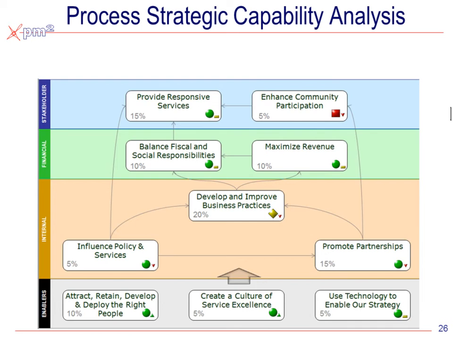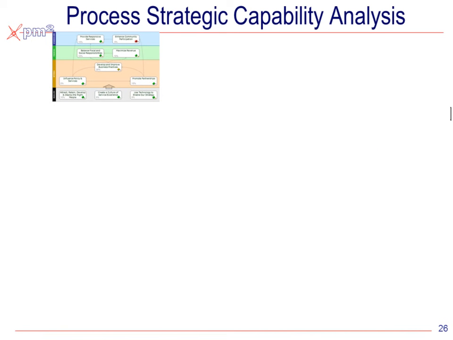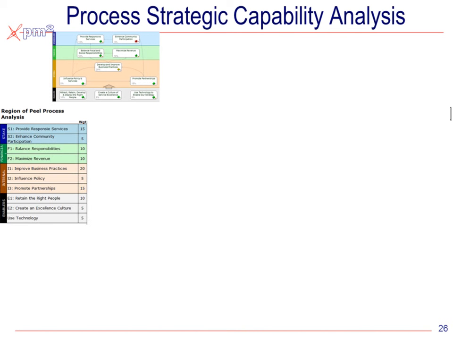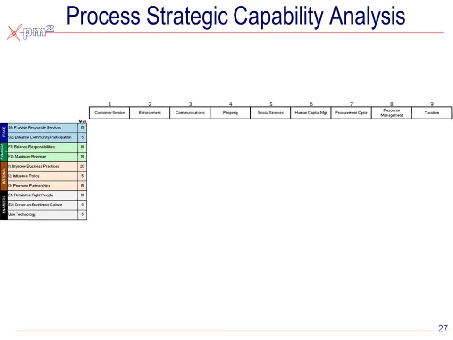You see, what we should be able to do is take that strategy map and list those objectives down the left side of a grid. And across the top, we should be able to reveal core processes. And again, these are just example processes, not necessarily those in Peel. Things like customer service, bylaw enforcement, communications, property, social services, and so forth. And what we should be able to do is understand how well each process supports each strategic objective.